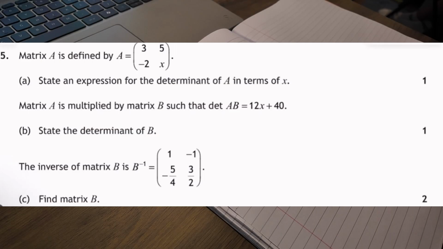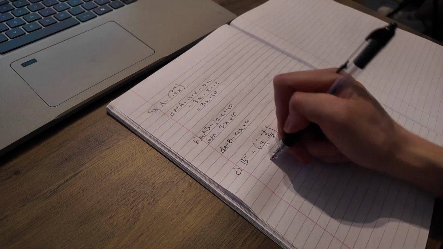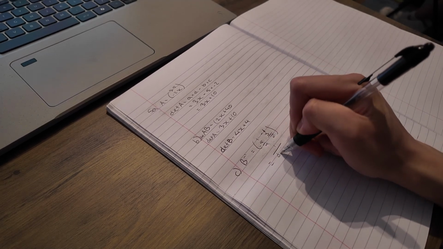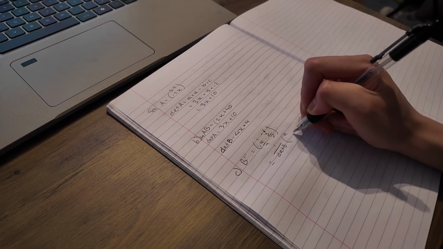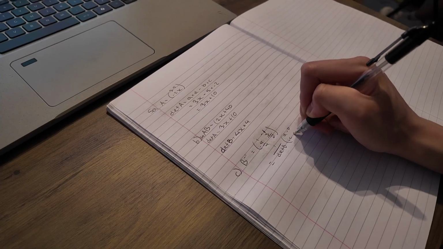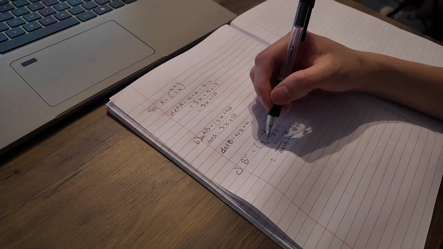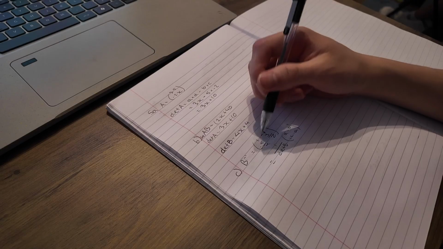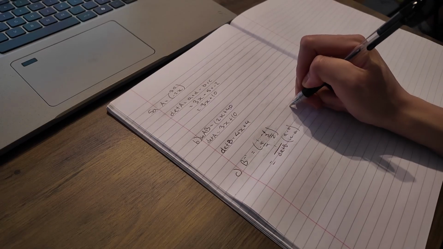So part C says the inverse of matrix B is 1, minus 1, minus 5 over 4 and 3 over 2. Find matrix B. So the inverse of a matrix is 1 over the determinant, and then it is D, minus B, minus C, A. If I find the determinant of this and plug it in here and also switch these around, I think I'll be able to find what matrix B is. So I'll write it somewhere else.